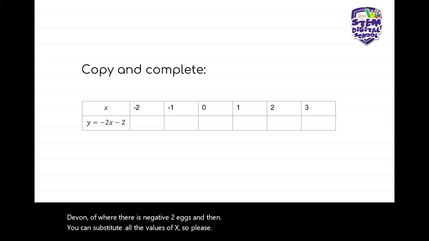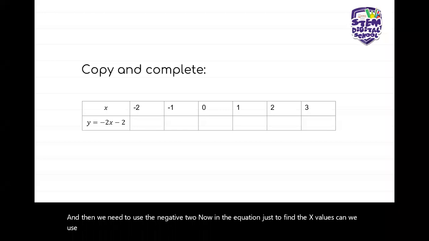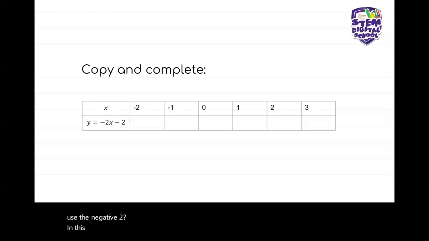One of the values is negative 2, and then we need to use the negative 2 now in the equation just to find the y values. Can we use the negative 2 in this particular instance to find the values of y? So I'm just going to demonstrate the first one, which I will write in the form of an equation in the group chat. You can see that y is equal to negative 2x minus 2. That is the equation.